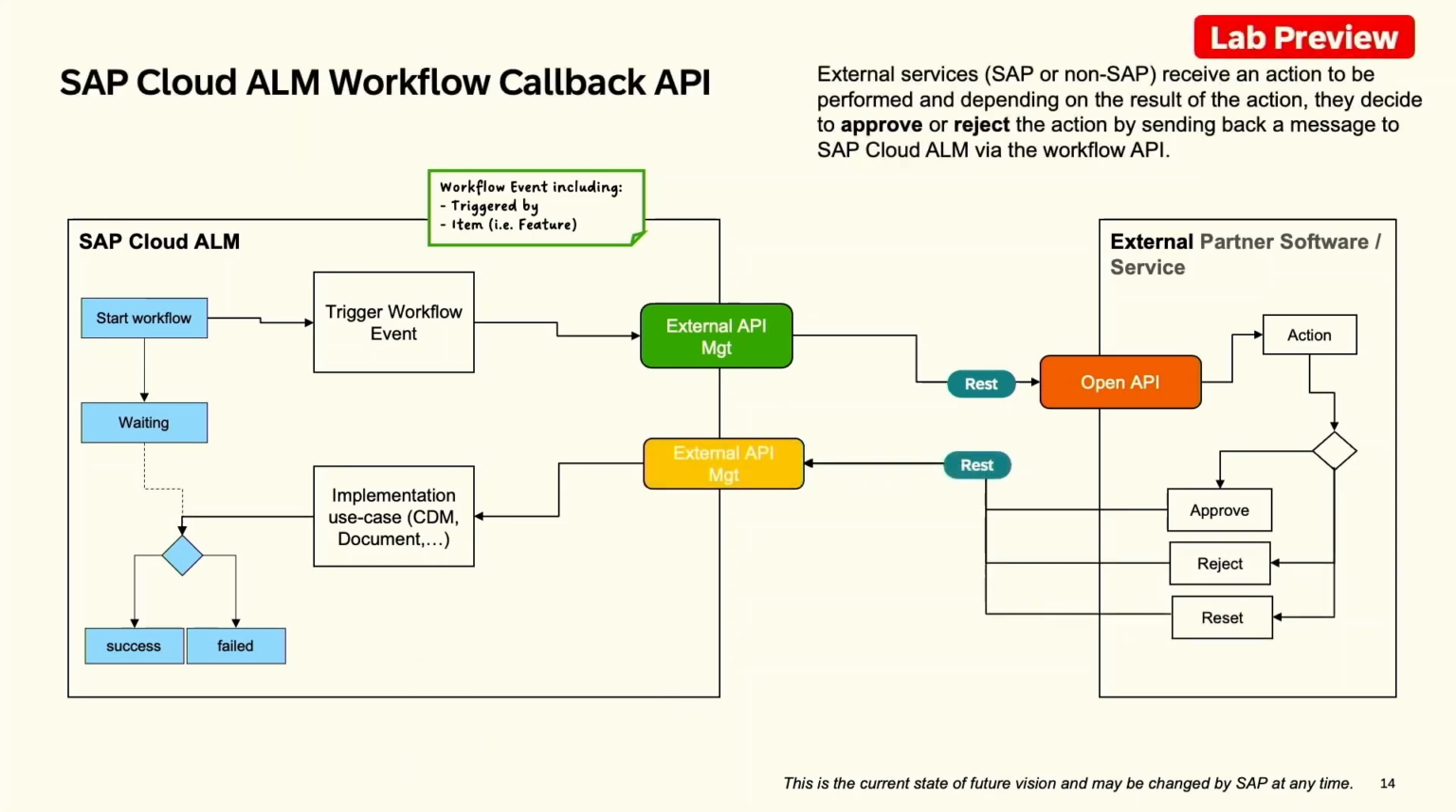And now I would like to introduce what we will release at the beginning of next year. It's the workflow callback API. It's a new way to communicate back the approve or reject values of the workflow, by not manipulating directly the resource, like the requirements. We'll notify first the external API management application, and then we will take care of notifying the resource of SAP Cloud ALM. Why do we do that? It's to harmonize all the calls for all the types of resources, and also to introduce new actions like the capability to reset a workflow.